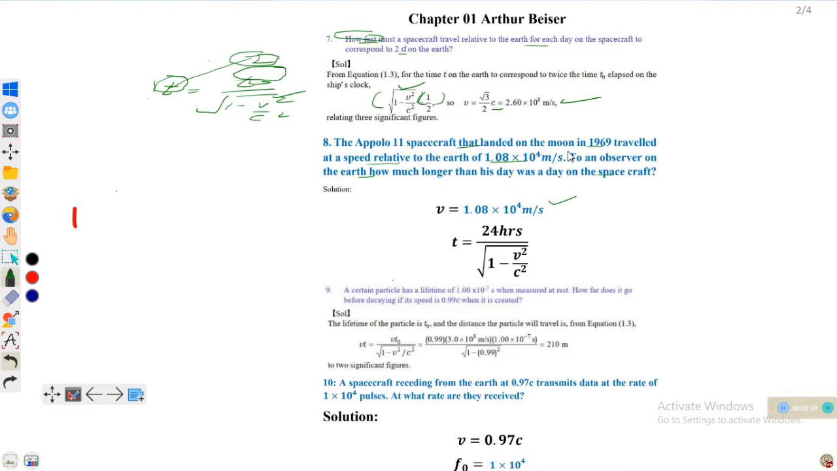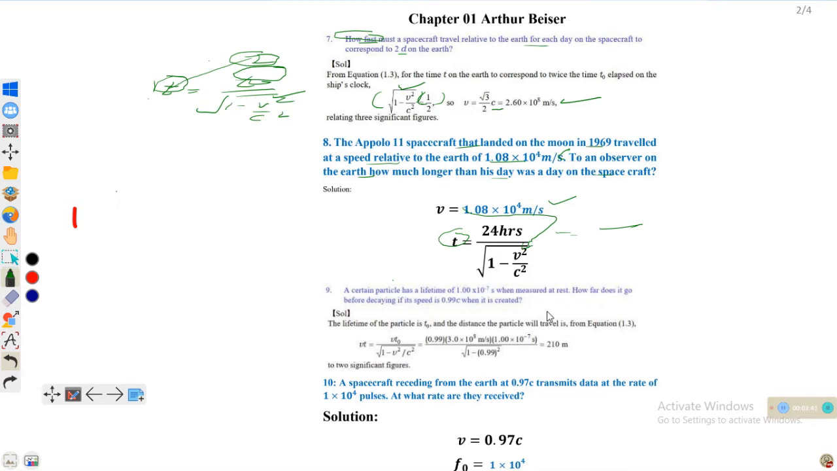So this is the technical portion of the question: to an observer on Earth, how much longer than his day was a day on the spacecraft. So we have to find the time for the moving spacecraft. T is equal to, for 1 day, which means 24 hours, 24 hours over the square root of 1 minus v squared over c squared. We will put this v here and we will get the answer. You can put these values of v and c, where c is equal to 3 times 10 power 8 meters per second.